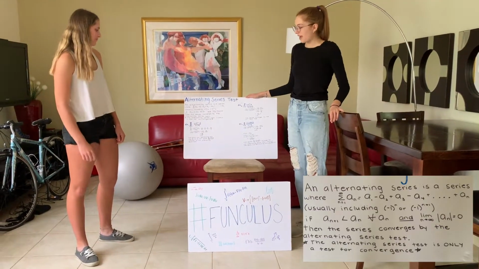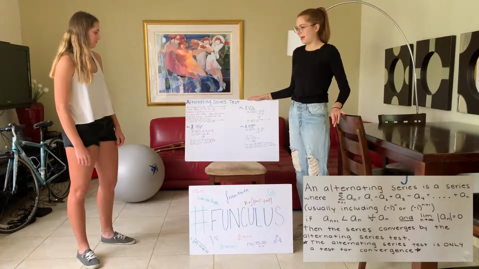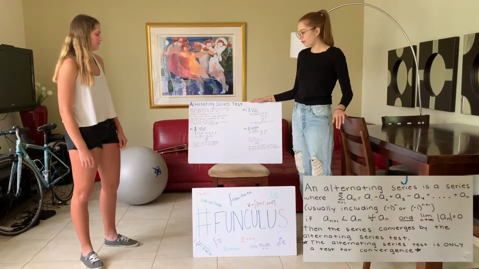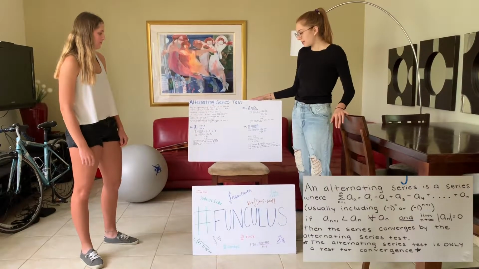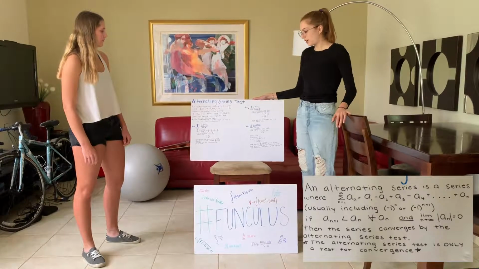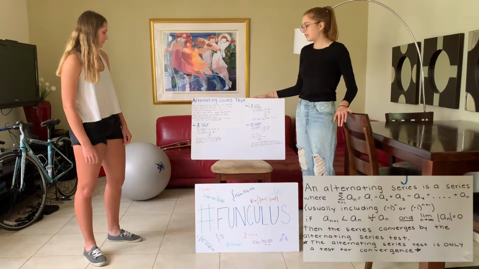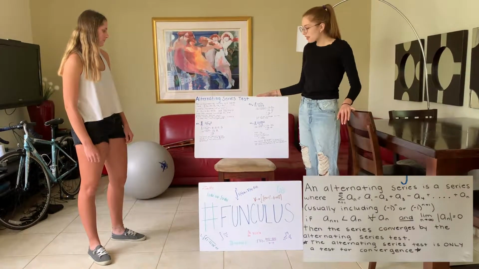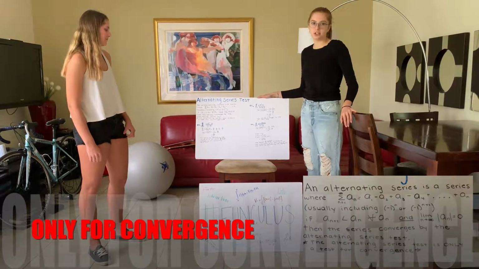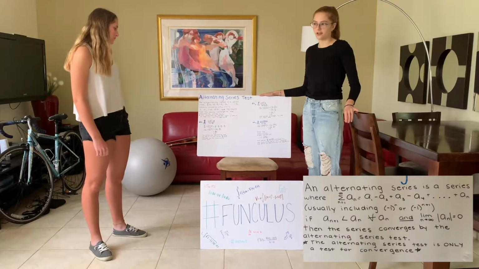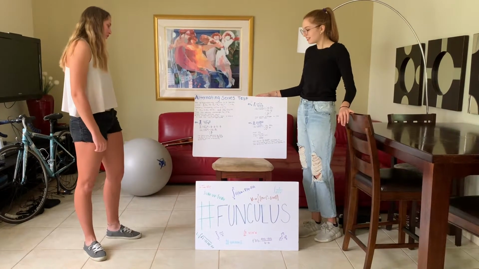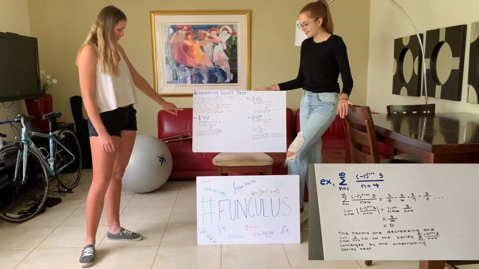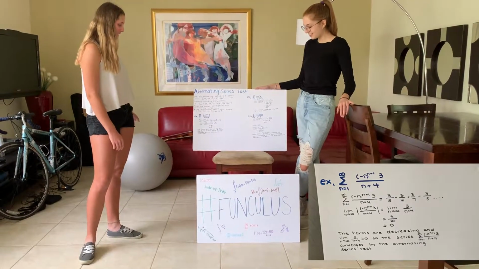And if a sub n plus 1 is less than a sub n, which means the series is decreasing for all n, and the limit as n approaches infinity of the absolute value of a sub n equals 0, then the series will converge by the alternating series test. You have to note that this test is only for convergence, so series don't diverge by the alternating series test.